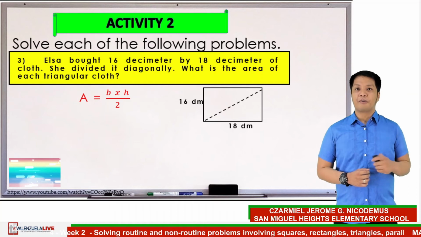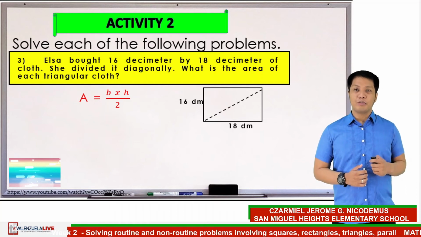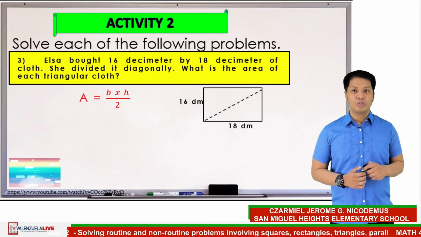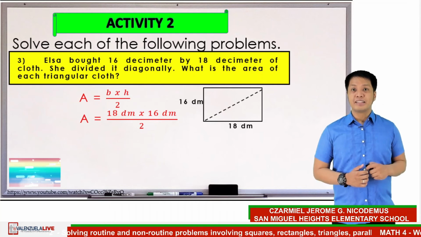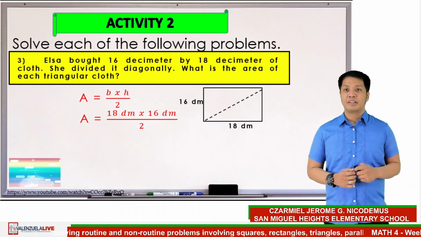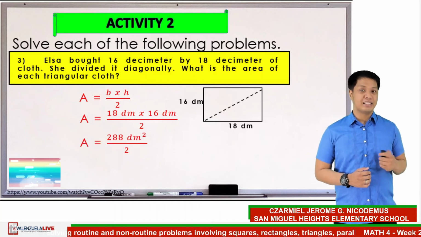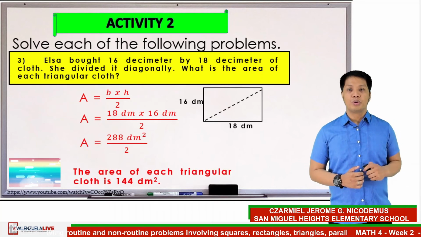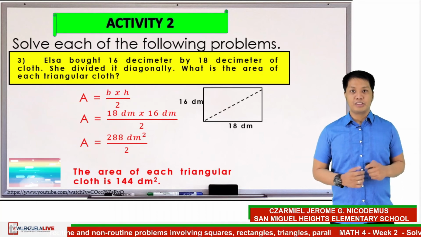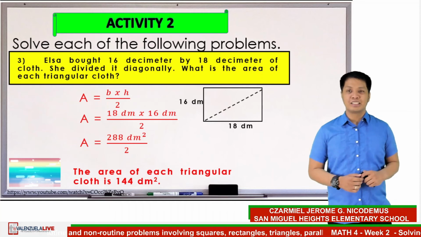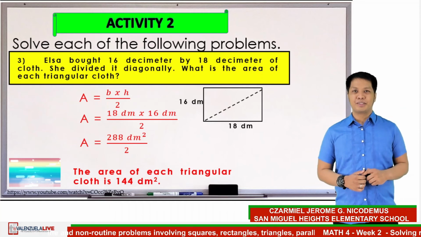So this is the formula. A equals base times height divided by 2. So 18 decimeters times 16 decimeters is 288 square decimeters. Divided by 2 is 144 square decimeters. So the area of each triangular cloth is 144 square decimeters.